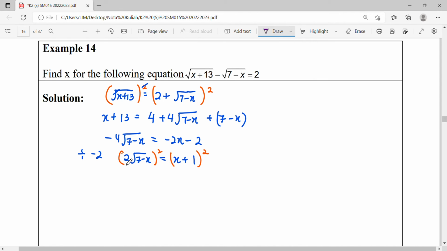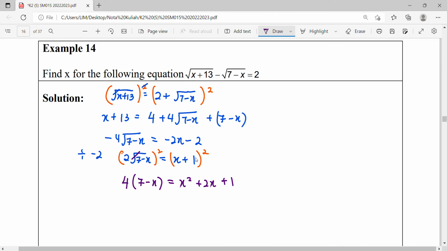So this square, the 2 needs to be squared together, it will give you 4. Meanwhile, for square root and square, they can cancel. So 4 times 7 minus x. For the right hand side, to expand this, we repeat the concept: a squared, which is x squared. And then 2 times a times b, 2 times x times 1, it gives you 2x. After that, b squared, it will give you 1.